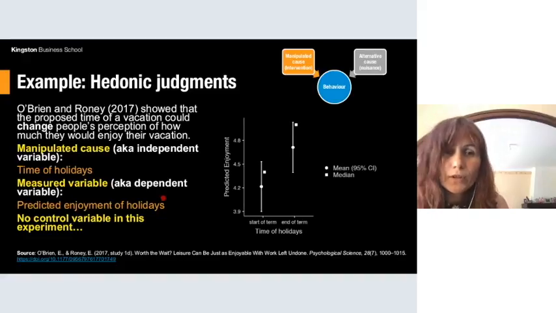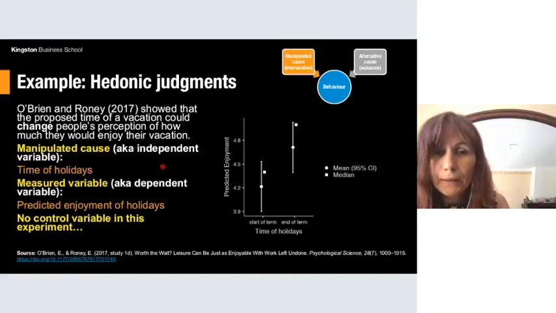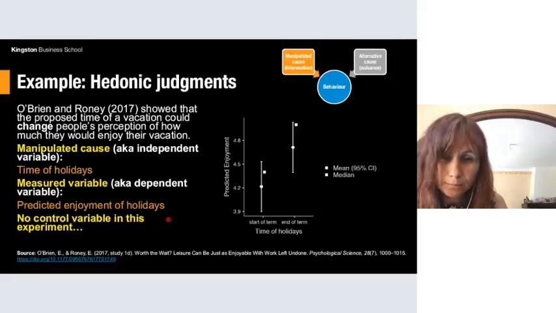So in terms of the technical names for these three elements, the manipulated cause is often named an independent variable. In this case, it's the time of the holidays. And then the measured variable, or the behavior, is also known as the dependent variable. In this case, that would be the predicted enjoyment of the holiday. Note that in this simple experiment, there was no control variable. There was no possible alternative cause.